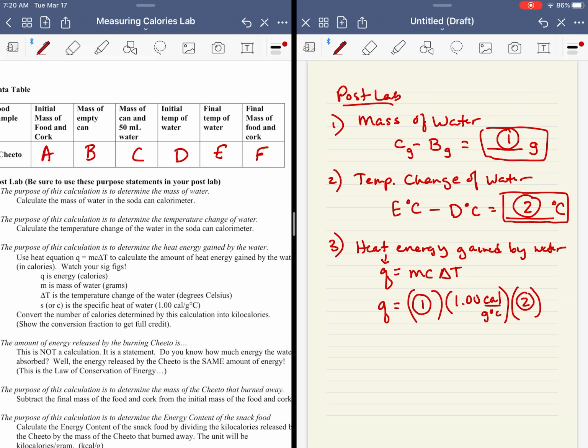What happens is that your first answer here is in grams. Your second answer here is in degrees Celsius. So what happens is degrees Celsius cancels and grams cancel. So you should have an answer that is in calories right here. We're going to call that answer number 3.